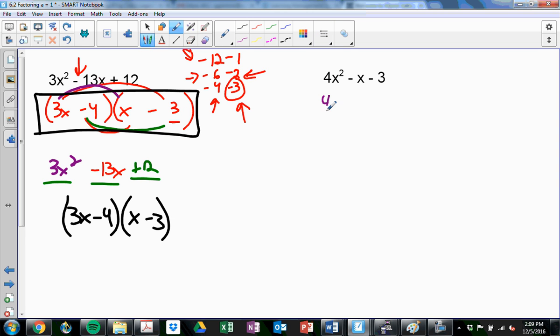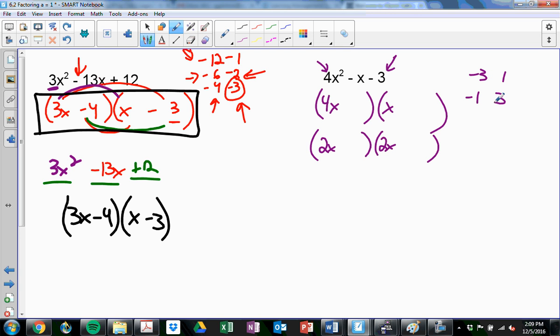My options in the bubbles are either 4x and x or 2x and 2x. Now in this case I have two options because this number is not prime. When it was 3, that was prime, and when it was 2, it's prime, but 4 has two options. Luckily this number is prime, so my only options are negative 3 and 1 or negative 1 and 3. I'm going to add to negative 1.